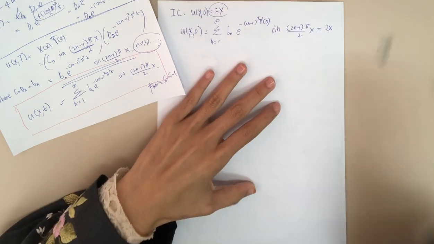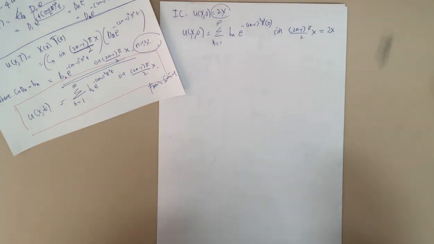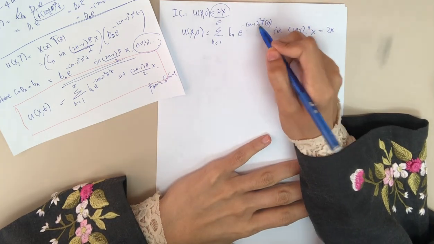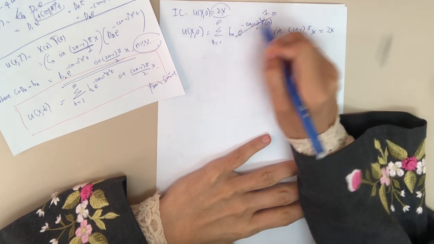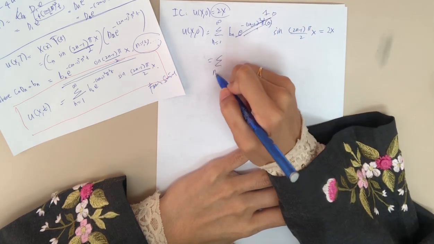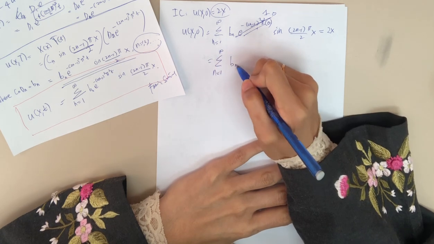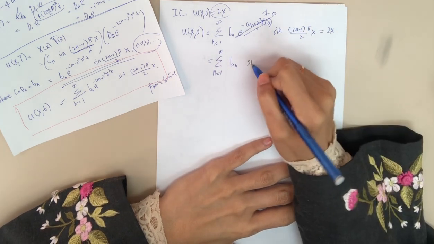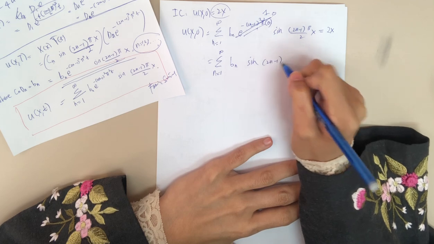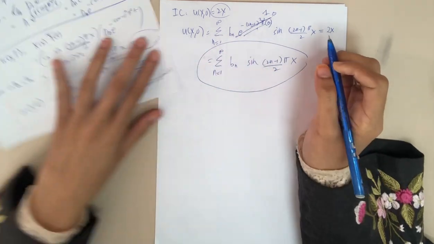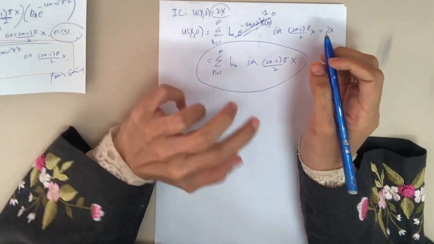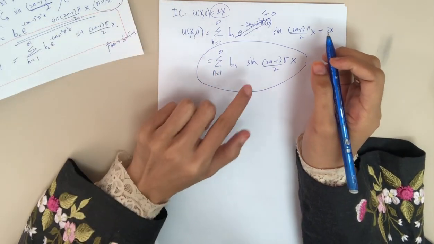Okay, so when we multiply with 0, that means all is 0, so e power 0 is 1. So we write it again here. We are left with only Bn sine (2n minus 1) pi over 2 x. This is exactly like the Fourier series before, right?